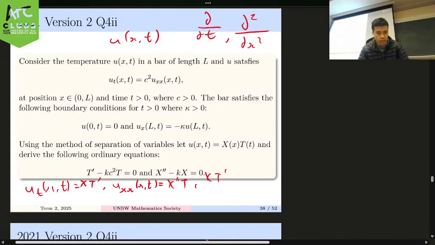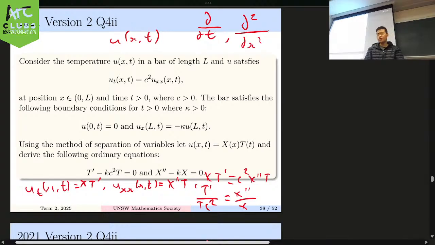Essentially, X dash T was equal to c squared X double dash T. Next thing we're going to do is force every single term onto its own side. So the T dash, sure, leave it. And then we're going to drag the T over. Let's just drag the c squared as well. And then divide the X over, like here.